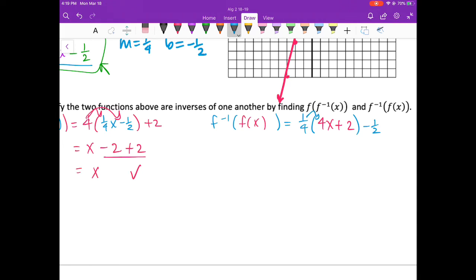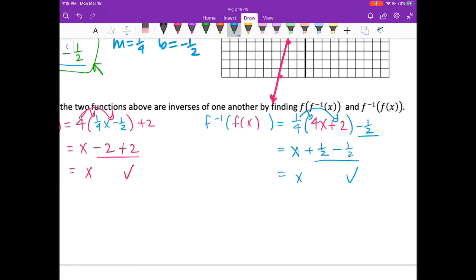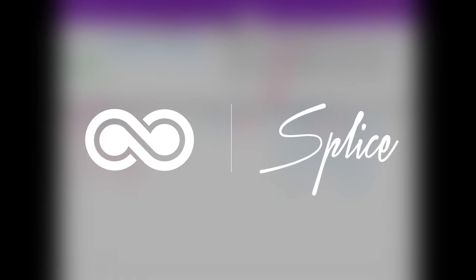So we distribute that 1/4. 1/4 of 4 is 1 times x. And then there we go, 1/4 of 2, there was my 1/2. And then we've got that minus 1/2 outside along for the ride. And then notice we've got minus 1/2 plus 1/2, reverse order, but still. And so that means we just get x. So since f of f inverse equals f inverse of f, which is just x, they are in fact inverses of one another. So if you're ever asked to determine whether two functions are inverses of one another, you plug one into the other and then you make sure to do it in both orders.